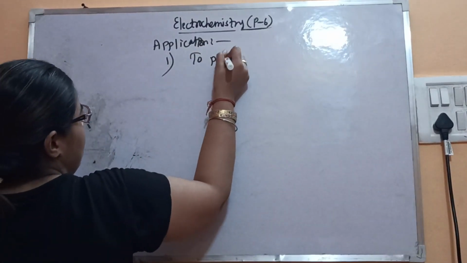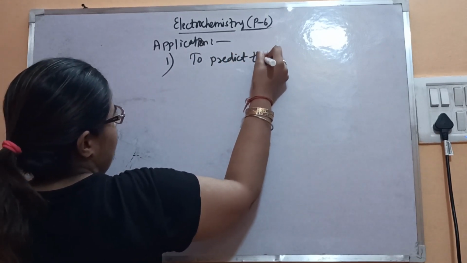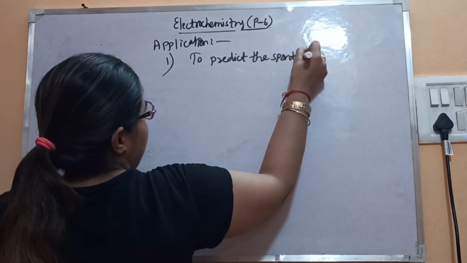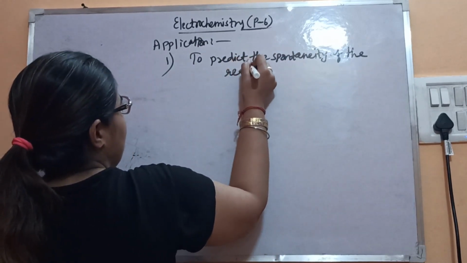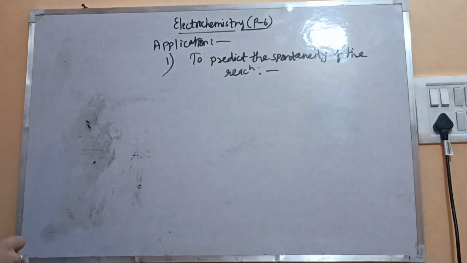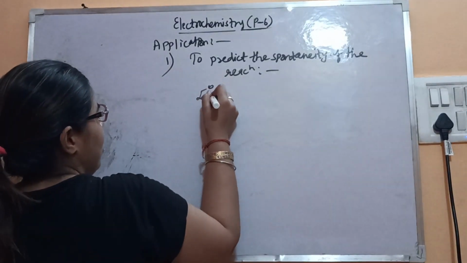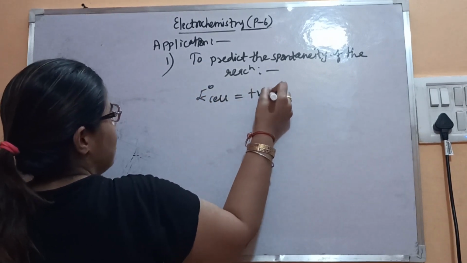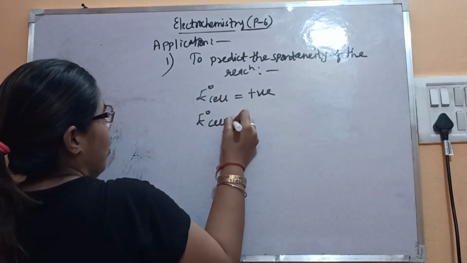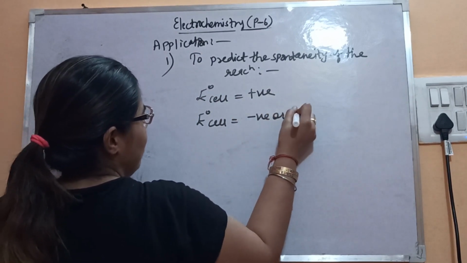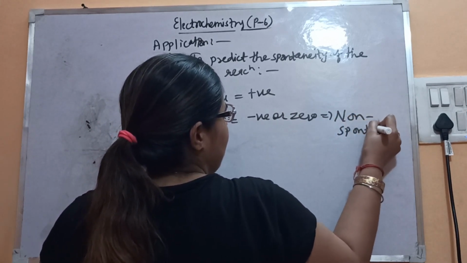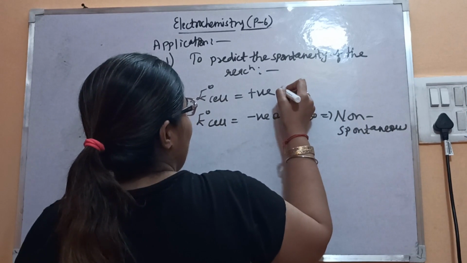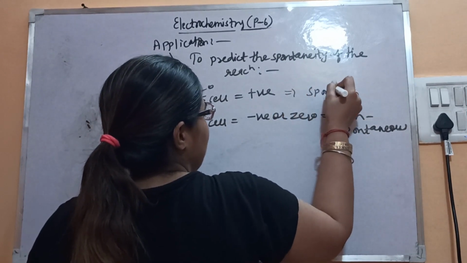First one, to predict the spontaneity of the reaction. Okay, how to predict the spontaneity of the reaction? If E naught cell comes out to be negative or 0, then the reaction will be non-spontaneous, and if it comes out to be positive, then it is spontaneous in nature.